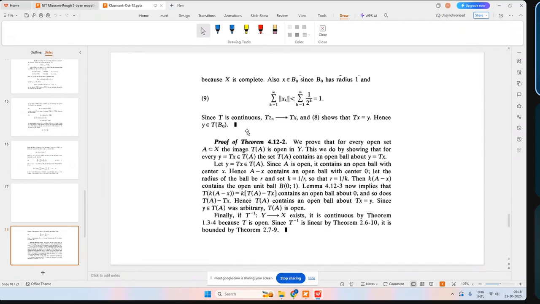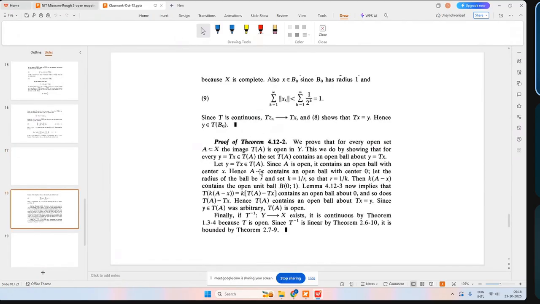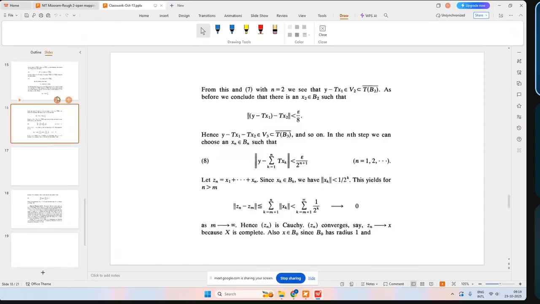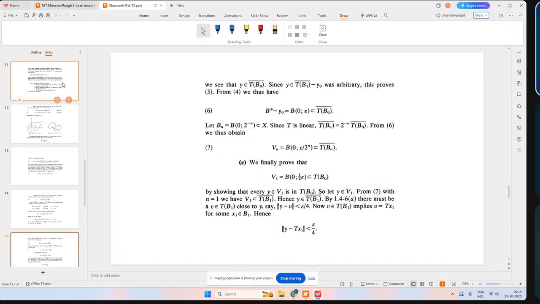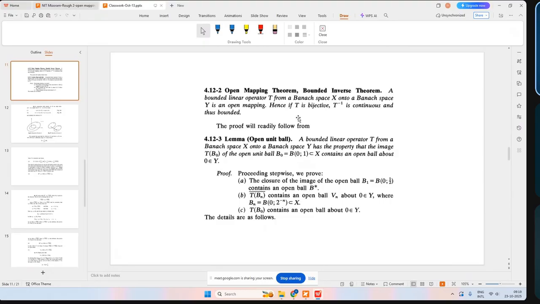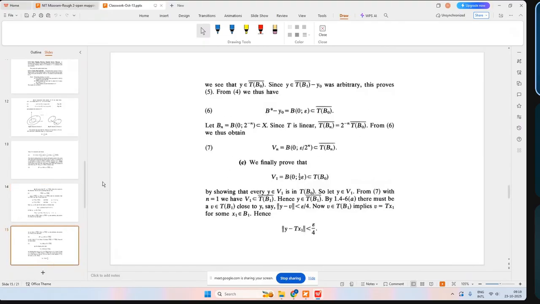Now we come to the main part of the theorem here. We prove that for every open set A contained in X, TA is open in Y. What is the theorem? The main theorem, this is the open mapping theorem: T maps every open set to an open set if T is onto. This is the main theorem, so we are going on to the proof of the main theorem.